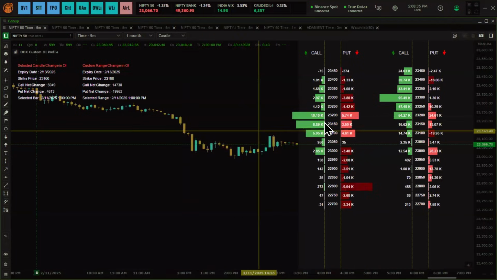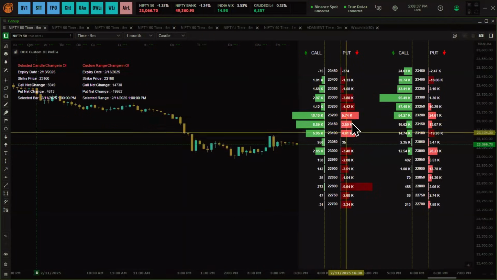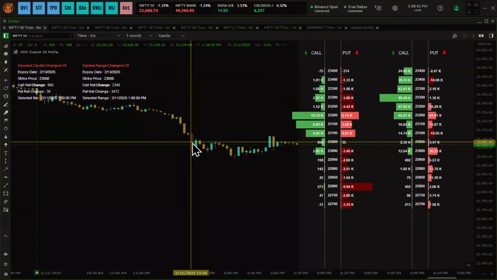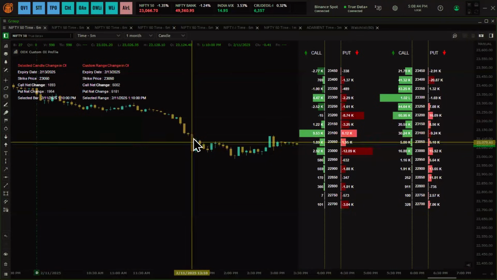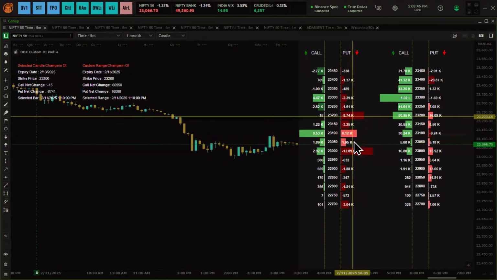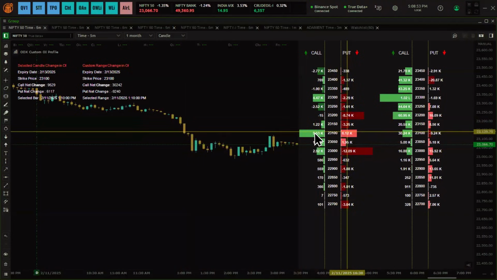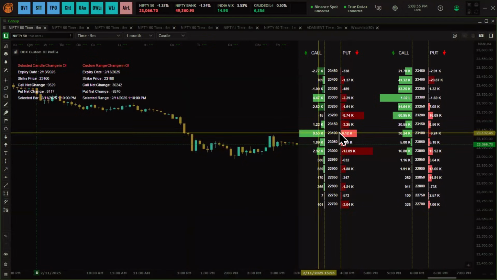When I click here, you can see that there was some open interest building up, but you see a lot of covering, especially on 22,800. When I click on the biggest candle, you can see there is a lot of covering happening here. Now there is obviously writing happening on both sides as well.